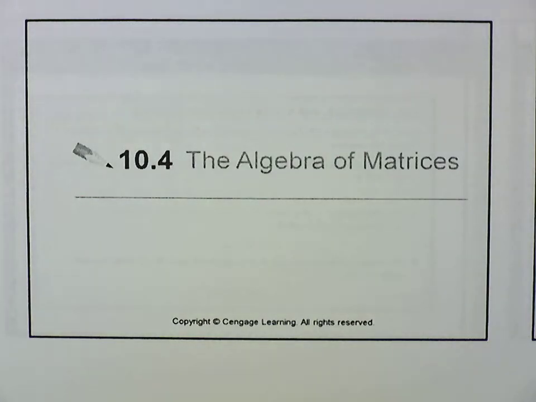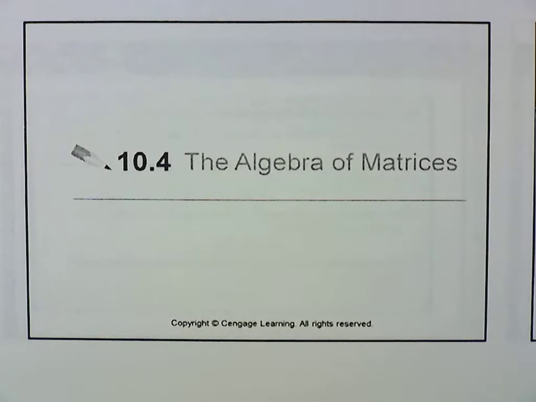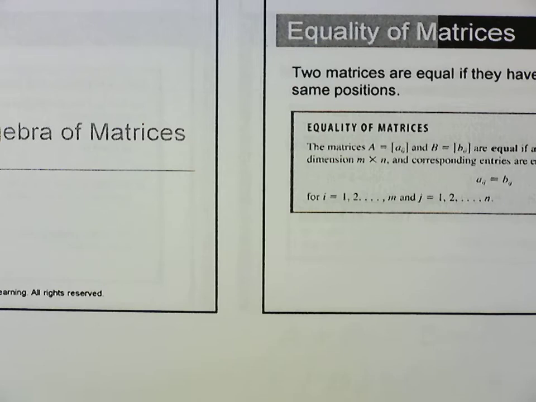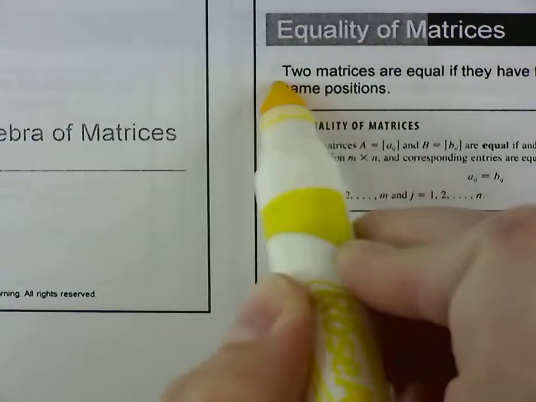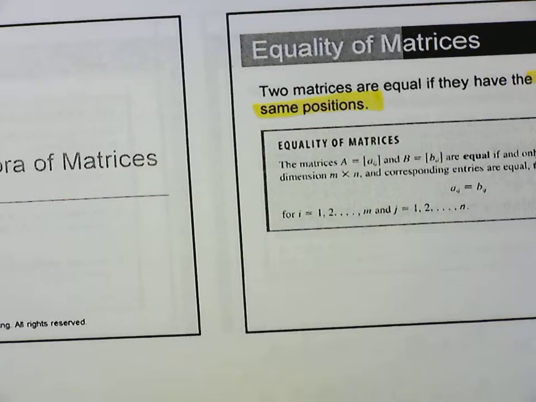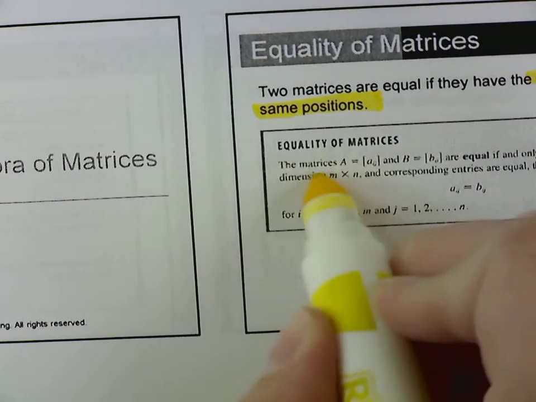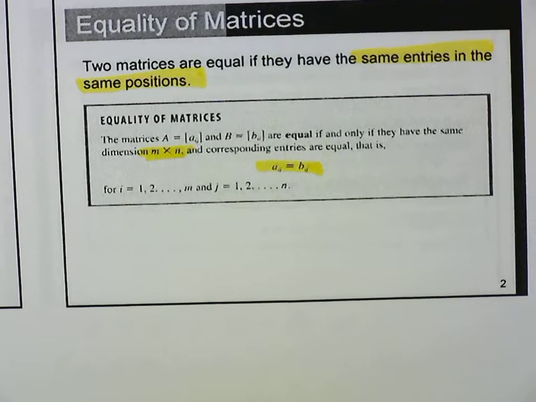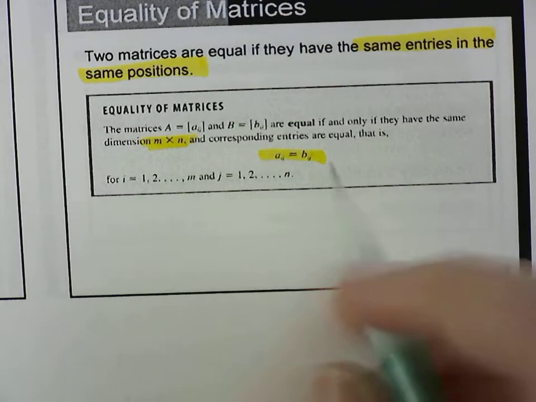So with 10.4, we're going to talk about the algebra of matrices today. Two matrices are equal if they have the same entries in the same position. So this just talks about they're equal if they have the same dimension and then corresponding entries are the same. It really does have to be the exact same.